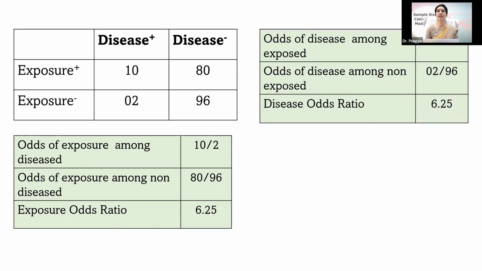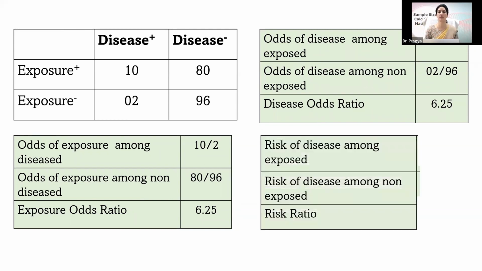So again, we can see that the exposure odds ratio and disease odds ratio, although we calculate the disease odds ratio horizontally, and we calculate the exposure odds ratio vertically, numerically these two are the same. Now let's see this with the risk. So what is the risk of disease among exposed? Please write it in the chat box. Risk of disease among exposed. So yes, it will be 10/90.